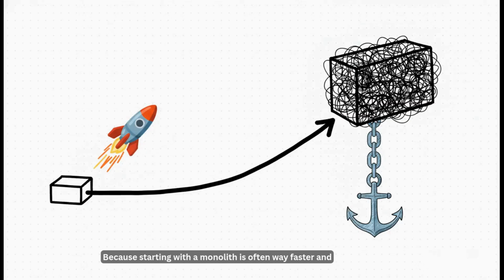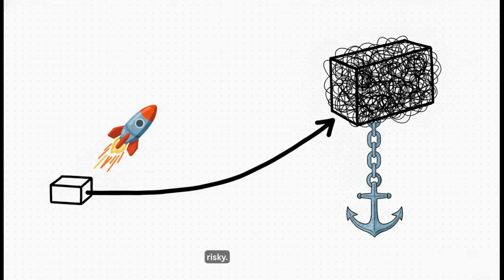And here's the trade-off, because starting with a monolith is often way faster and simpler. It helps you get your idea off the ground quickly. But as you grow, that initial simplicity starts to feel like a huge anchor. A tiny little change to one feature means you have to test and redeploy the entire application, and that gets incredibly slow and incredibly risky.